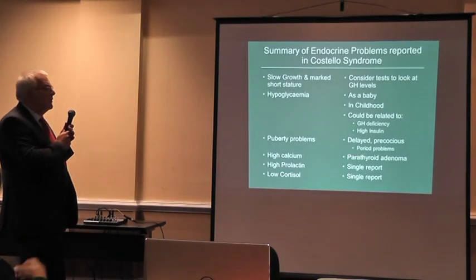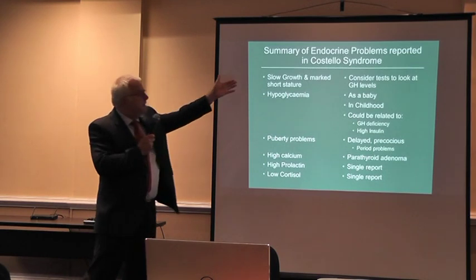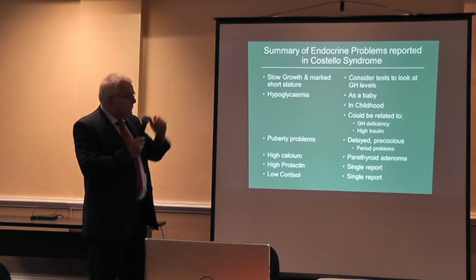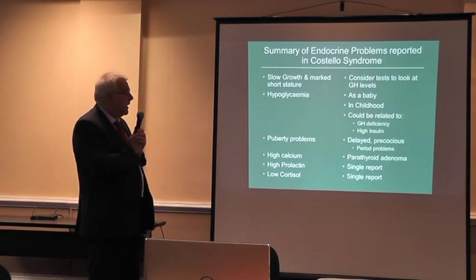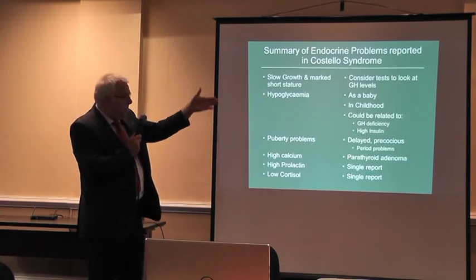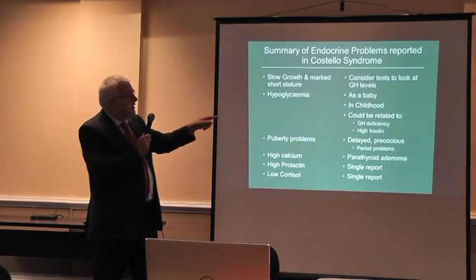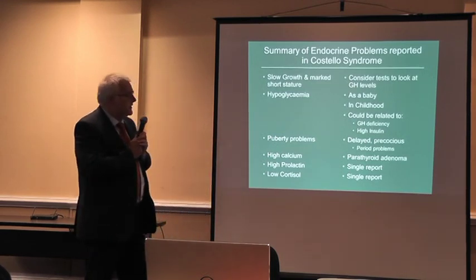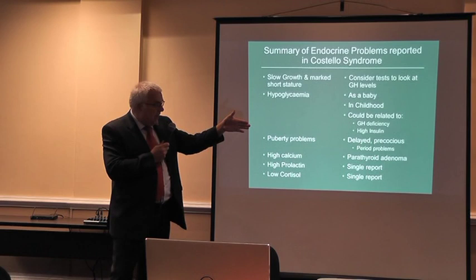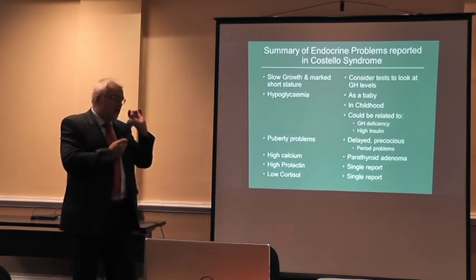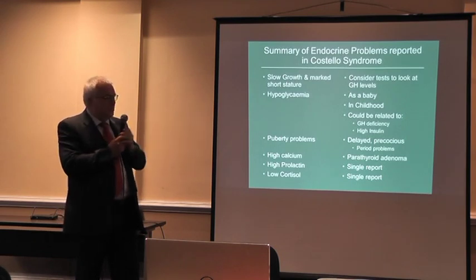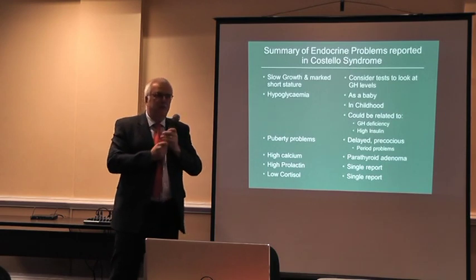Okay, so just to summarise, I think the problem that you're most likely to face is the slow growth and the short stature. And we've talked about looking at growth hormone and thinking about whether growth hormone is the right treatment. We've talked a little bit about low blood sugars, particularly as a baby, but in childhood. Low blood sugar can actually also be related to growth hormone deficiency, not just to high insulin. Puberty problems, either delayed or precocious, or when your young lady has gone through menarche, that might move on to period problems.